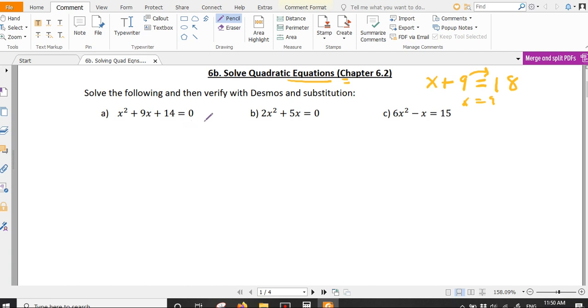Okay? Now, to solve this, we're going to factor. So I need two numbers that will multiply to give me 14, but add to give me 9. Yeah? First off, can I common factor? No. Is it simple factoring? Yes, because the coefficient is a 1. So what are those two numbers? Looks like it's a positive 7 and a positive 2. Okay. So then my two factors are x plus 7, x plus 2 equals 0.